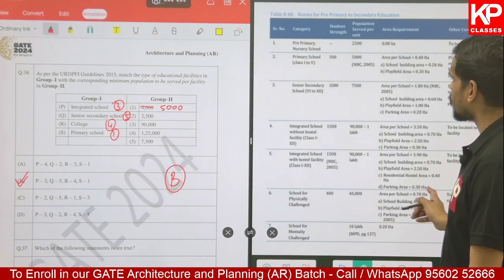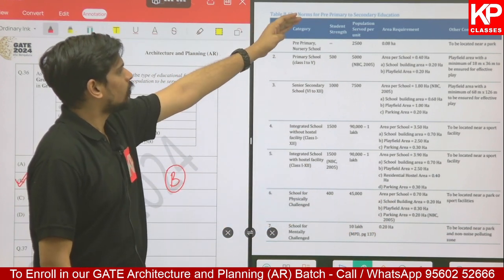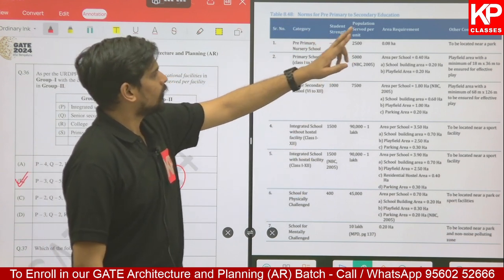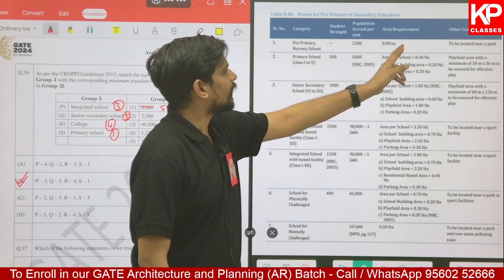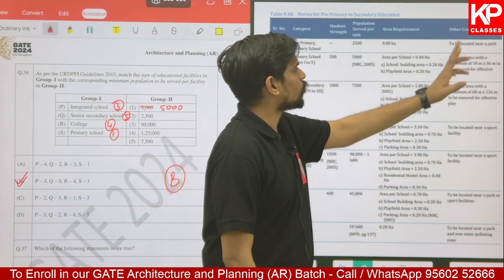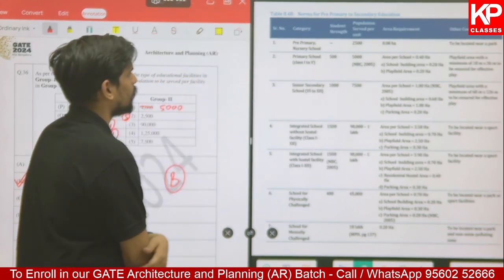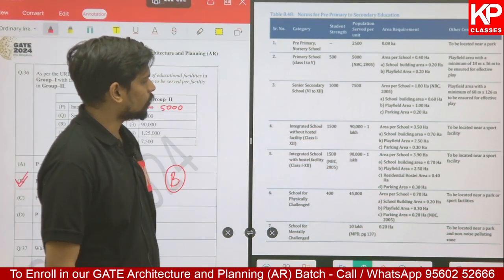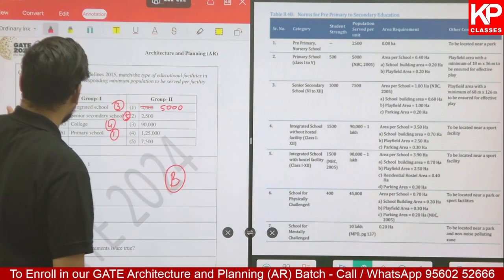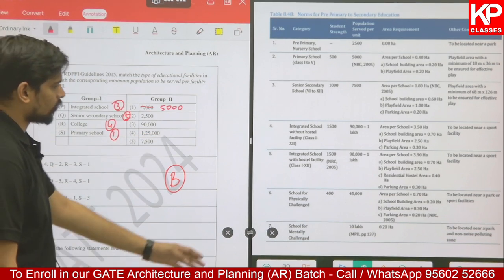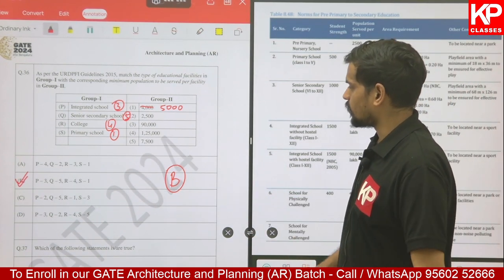I've actually compiled, you can check out this table from URDPFI guidelines, where they have given the various categories of educational facilities, the student strength, population served by one school, the area requirement and other controls. Like pre-primary nursery school can serve a population of 2500, requires an area of 0.08 hectares and also should be located near a small park. Then you have primary school with a population of 5000, 4000 it is mentioned in the question paper with an error. Integrated school, I told you it is 90,000 to 1 lakh. Then you have the next point, probably college, as we saw. College has a population to be served of 1,25,000, which I think comes after this. It's missing in the snapshot which I have taken over here. So B is the appropriate answer for this question, number 36.